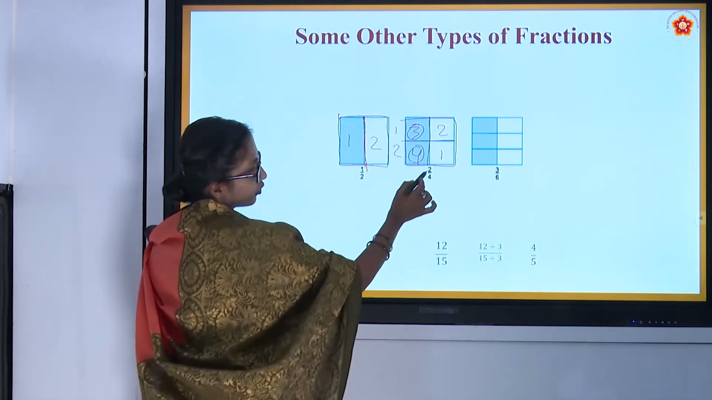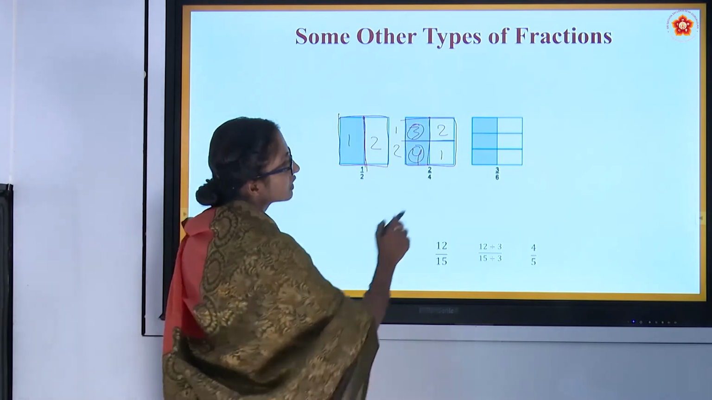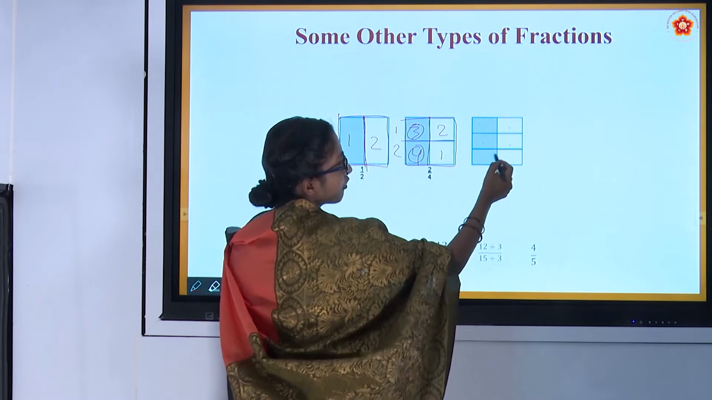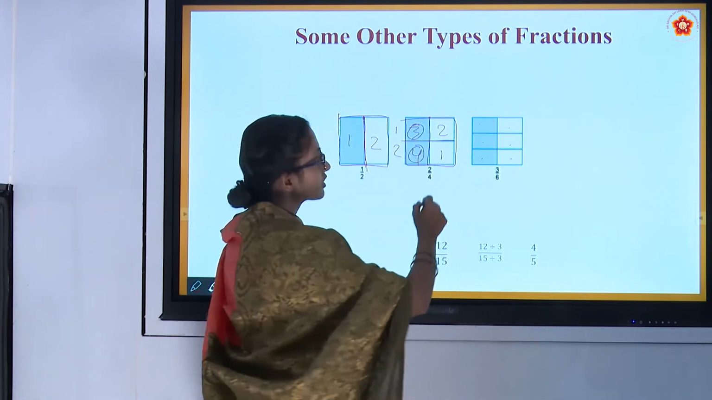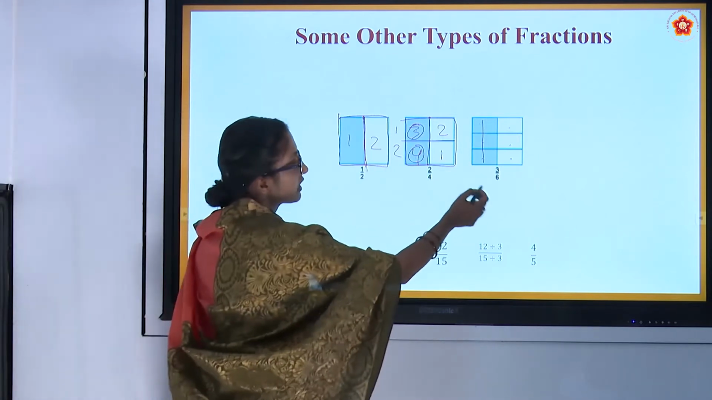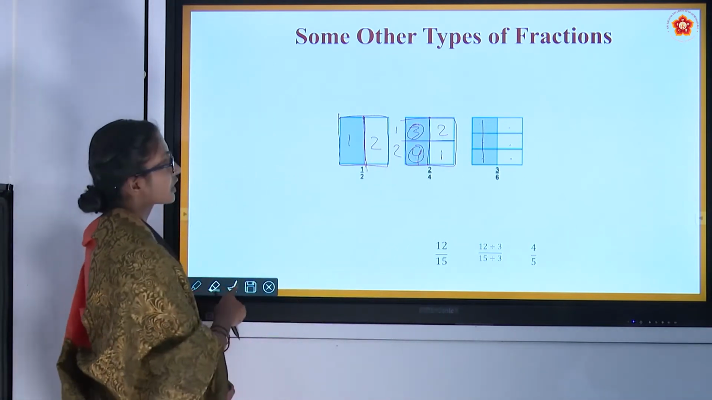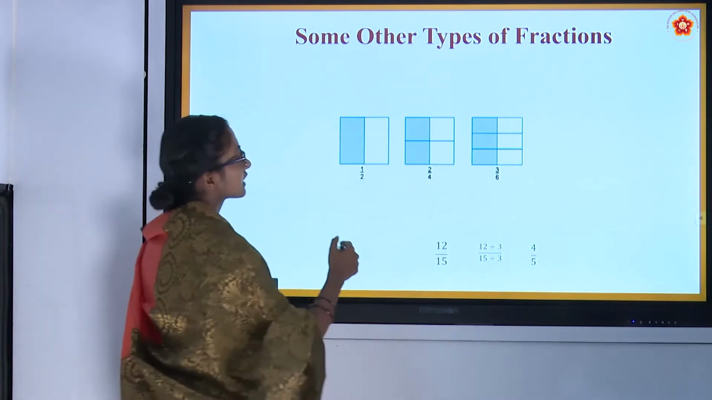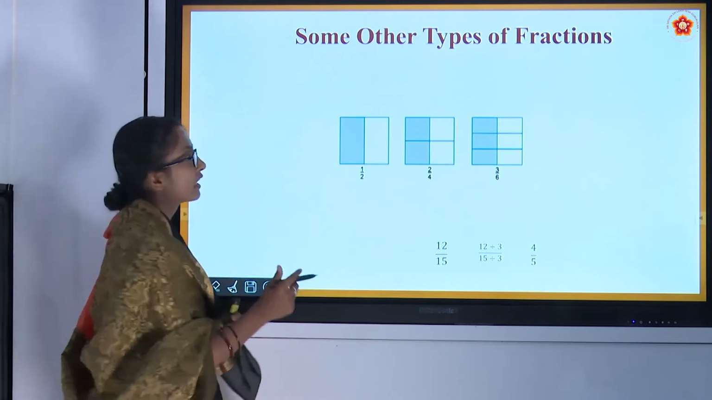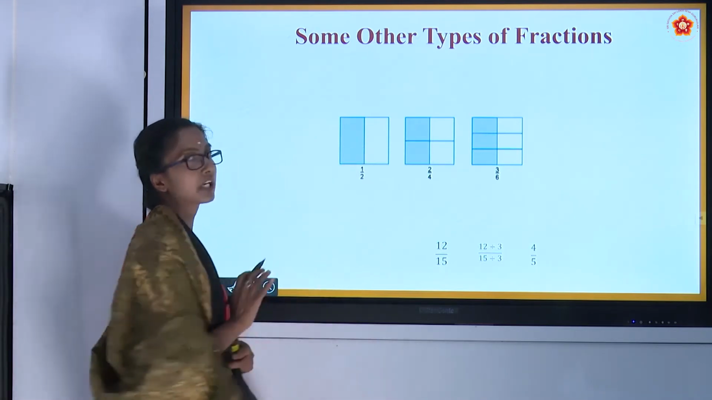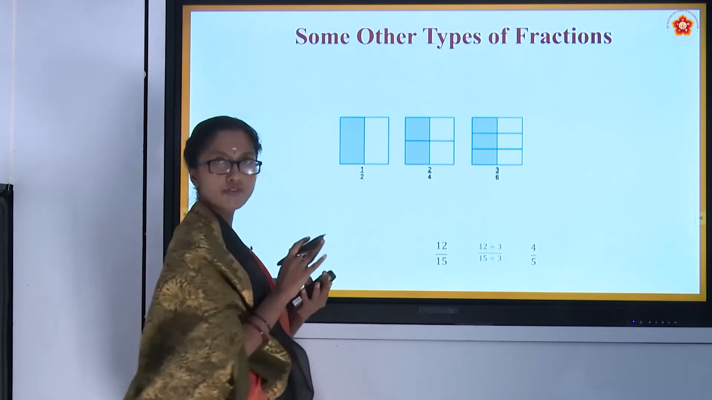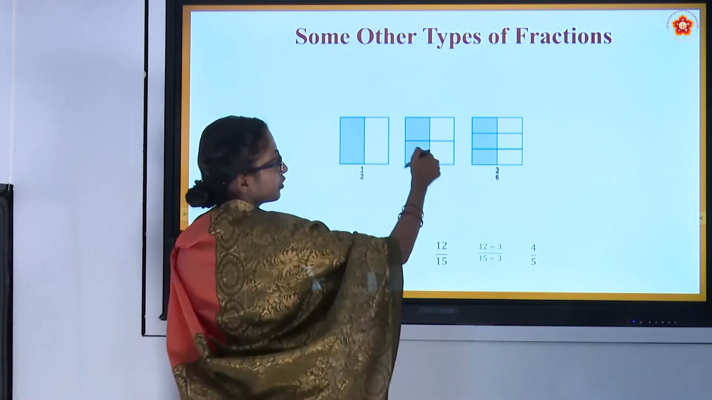Fine. 2 by 4. In this box, there are 1, 2, 3, 4, 5, 6. Among 6, only these 3 are shaded. 3 by 6. One common thing you can observe here, in all these 3, they are divided into exactly 2 parts. Half of it is shaded. Here there are 4 parts in total. Half of 4 is 2. 2 is shaded.